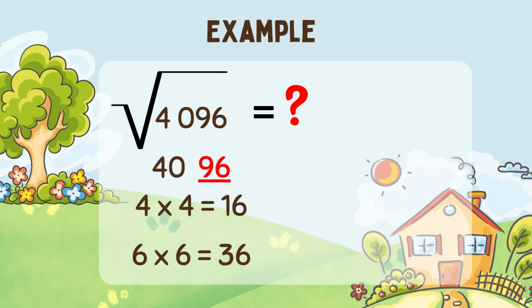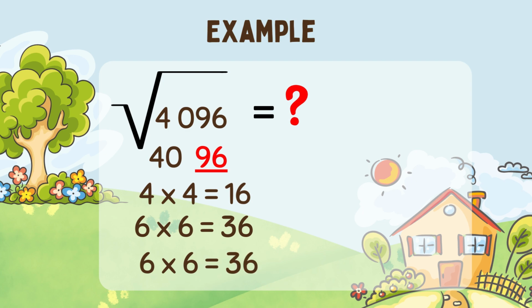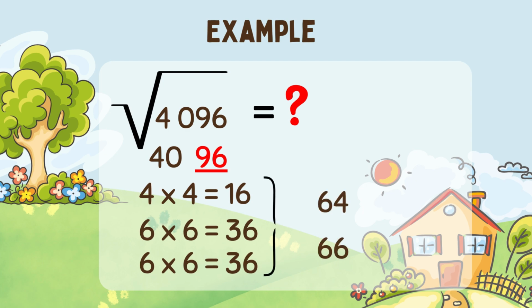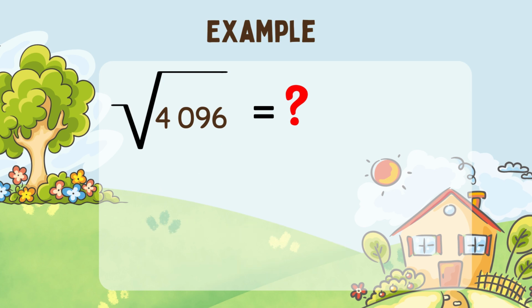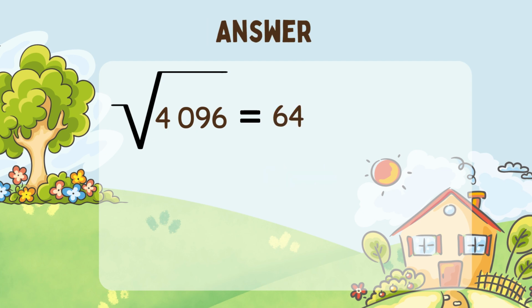Now we find a number that, when squared, is closest to 40. The answer is 6 times 6 equals 36, which is the closest perfect square below 40. So we have two choices such as 64 and 66. Let's test 64 times 64. The answer of 64 times 64 is 4096. Therefore, the square root of 4096 is 64.